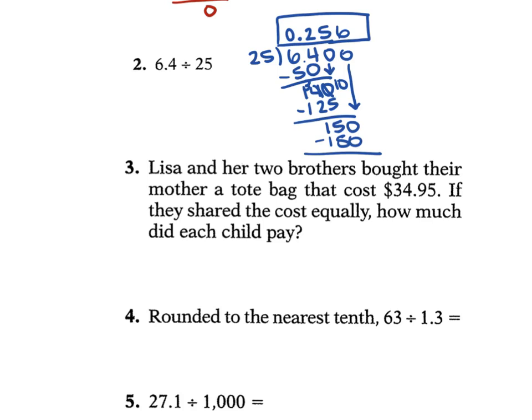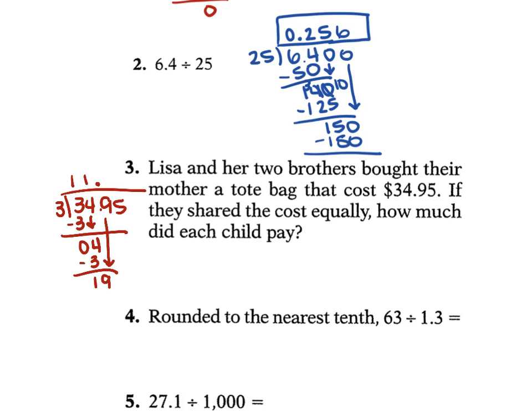For 3, it says Lisa and her 2 brothers bought their mother a tote bag that cost $34.95. If they shared the cost equally, how much did each child pay? Lisa and her 2 brothers make up 3 children in total, so we are going to do 34.95 divided by 3. 3 goes into 3 once with 3. Subtract, bring down the 4. 3 goes into 4 once with 3, subtract, bring down the 9. If you see, I already brought up that decimal point because I am using that decimal point where that value is to begin with.